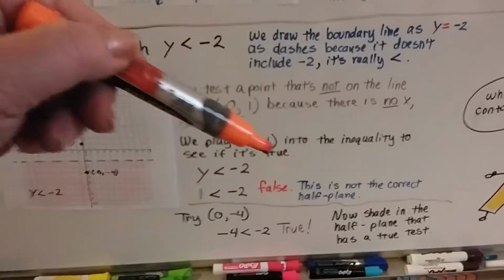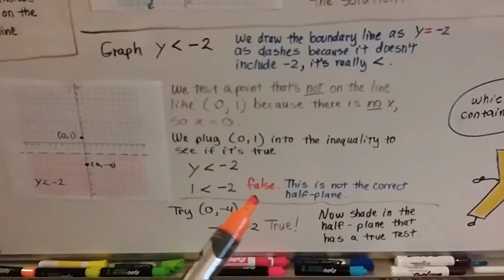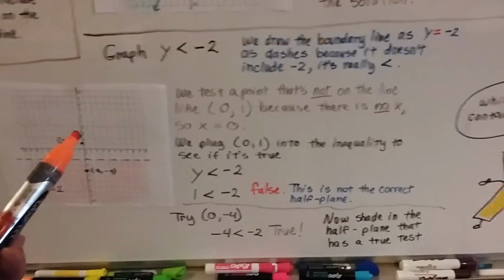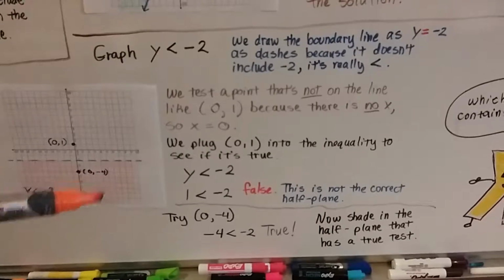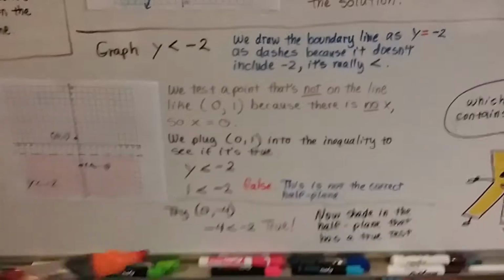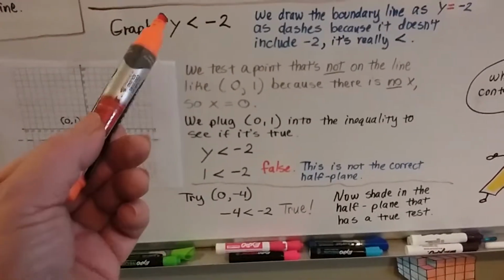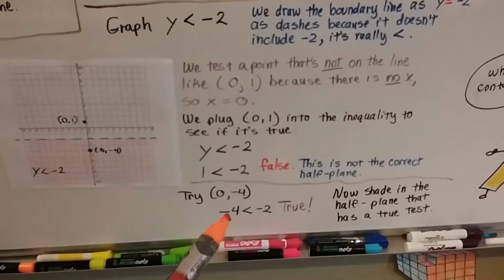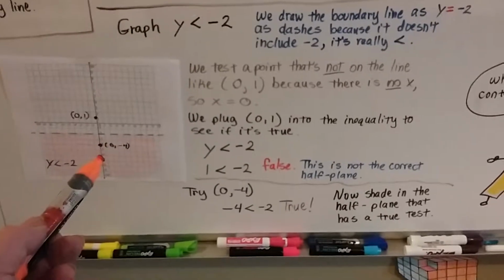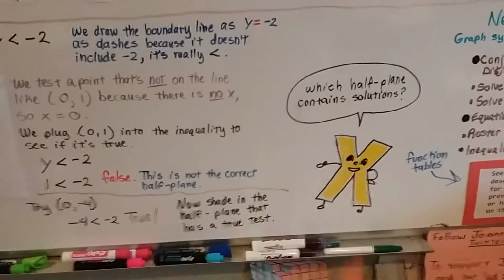Plugging 0, 1 into this to see if it's true, it's false, because 1 is not smaller than -2. It's actually bigger. See? So we know it's not in this half plane. If this part of the half plane makes it false, then it must be this half plane. So if we try 0 and -4, so y is less than -2, if we use -4 for y, -4 is less than -2. That's true. So it is in this half plane. We shade that area in. See? We just ask ourselves which half plane contains the solutions.